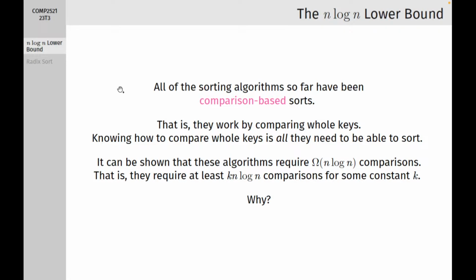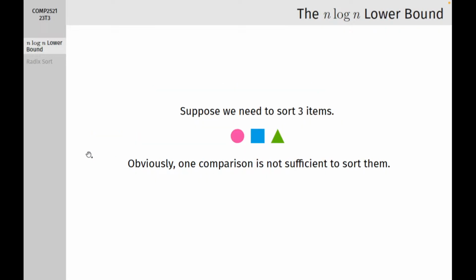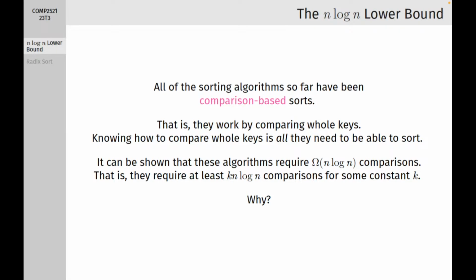And I can use any of the algorithms that we talked about, like bubble sort, selection sort, quick sort, whatever. All right, so knowing how to compare whole keys is all they need to be able to sort. Right, and what we can also show is that these algorithms require big omega of n log n comparisons. This is probably the only time you'll see big omega in the course, but what it means is that basically they require at least k times n log n comparisons for some constant k.